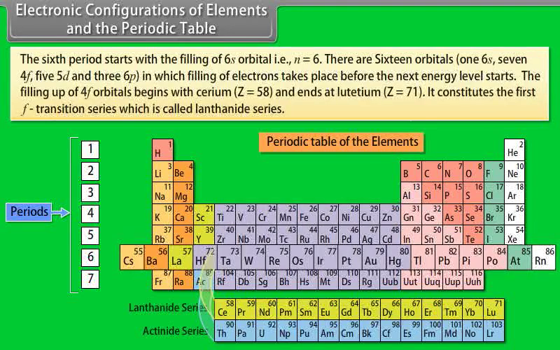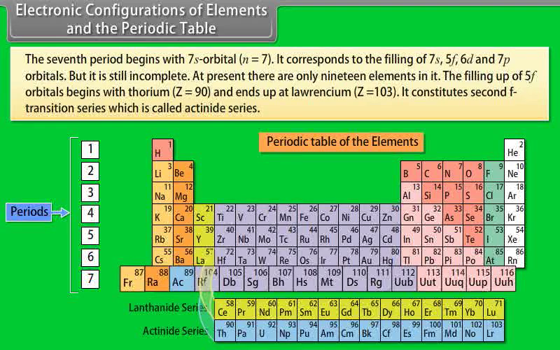The sixth period starts with the filling of the 6s orbital, that is, n equals 6. There are 16 orbitals, 1 6s, 7 4f, 5 5d, and 3 6p, in which filling of electrons takes place before the next energy level starts. The filling up of 4f orbitals begins with cerium, atomic number 58, and ends at lutetium, atomic number 71. It constitutes the first f transition series, which is called the lanthanide series.